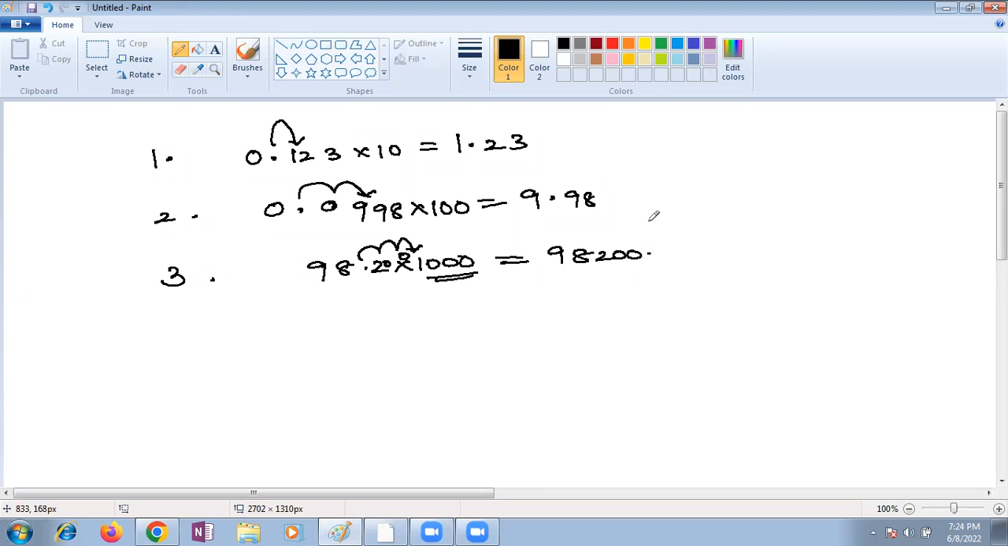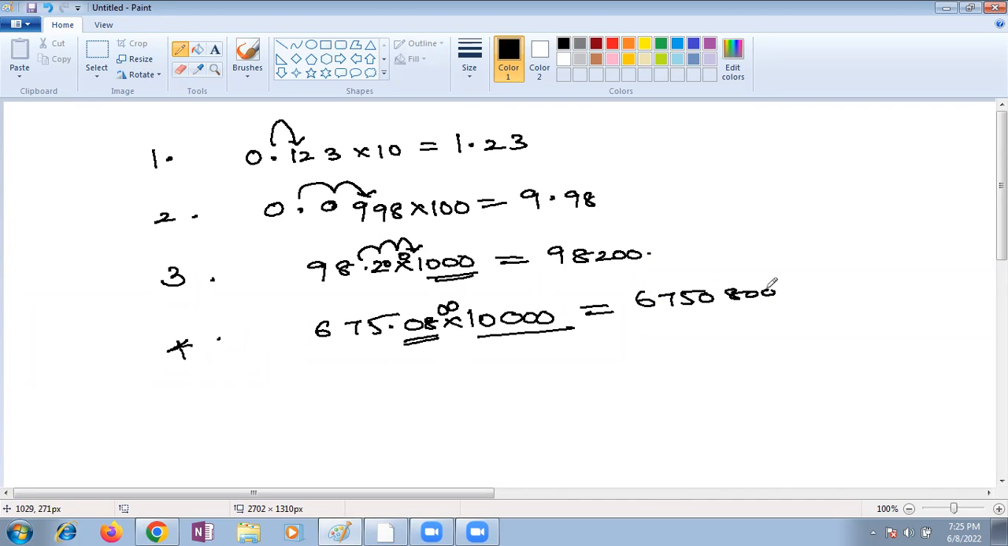98200 point. So point will come back. So you can, next fourth one was 675.08 multiplied with 10,000. So here there are 4 zeros, 4 jumps towards right side, but we have already 2. You need to add more 2. So 6750800 was the correct answer.